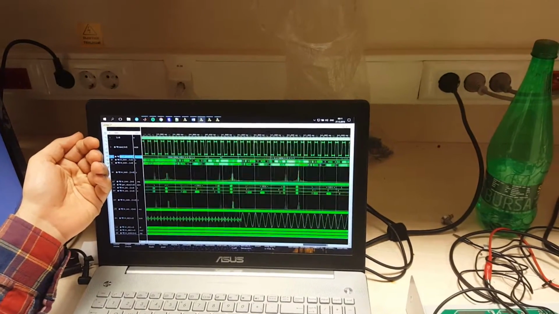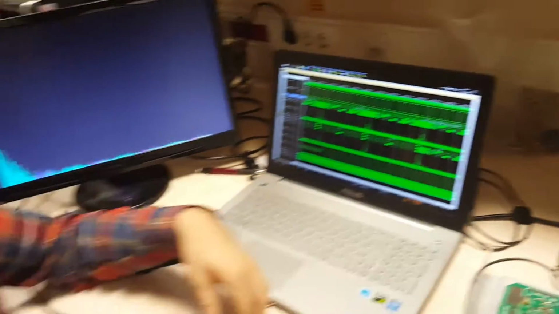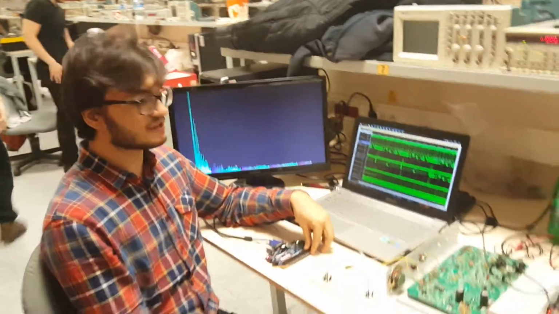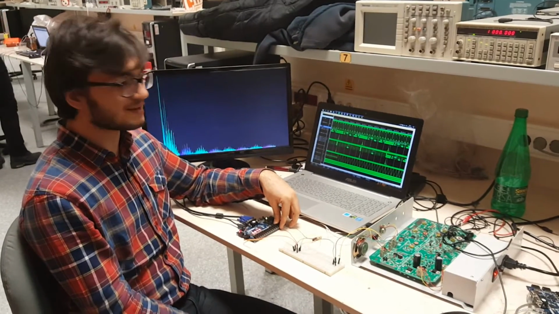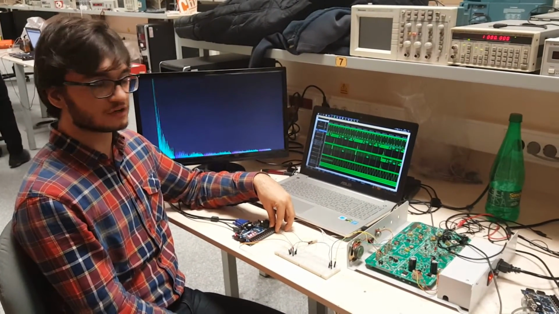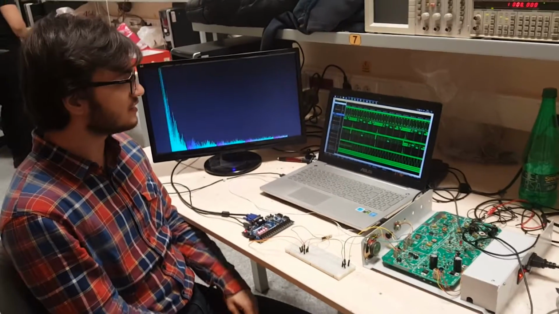So this is what I propose first, but my Basys 3 board does not have enough memory to implement this, so I just implemented the forward Fourier transform of the input signal. So that's all.